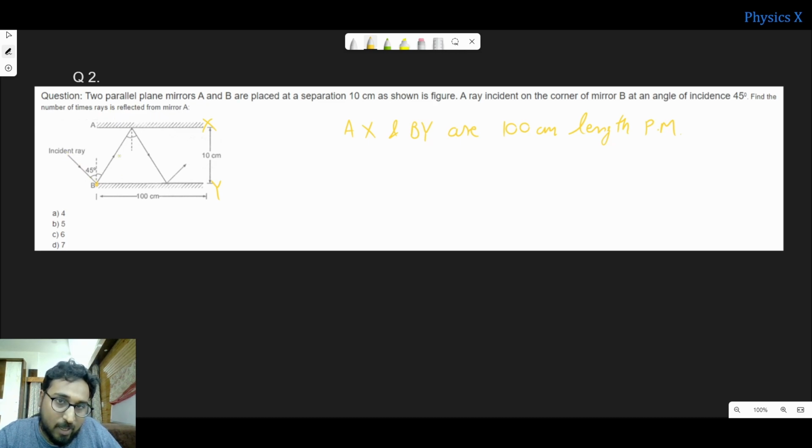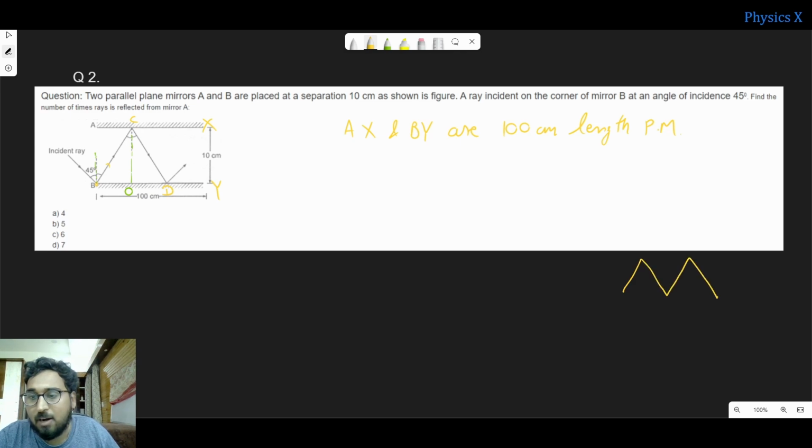So this is your incident ray and obviously this is your normal, right? Now let us mark these points. Suppose this is your C, this is your D, and these two are the normals. Mark this point as O. What is happening here is that the incident ray is first incident on mirror B, then it becomes the reflected ray. This reflected ray becomes incident on mirror A, again reflection occurs, and this reflected ray becomes the incident ray for mirror B. Like this, multiple reflections will be observed till the end of the mirror length.